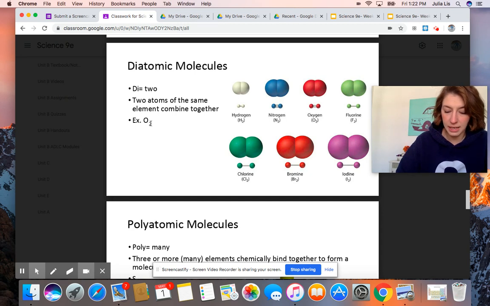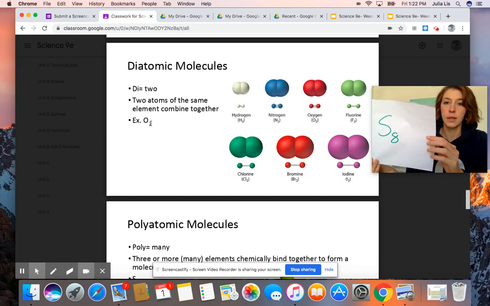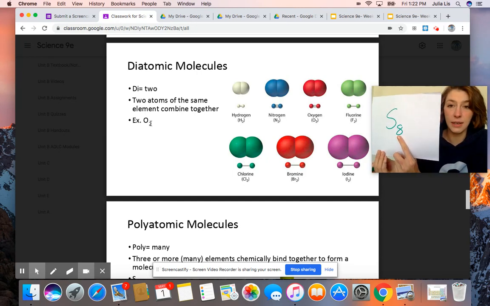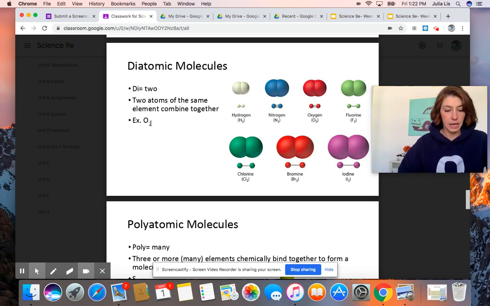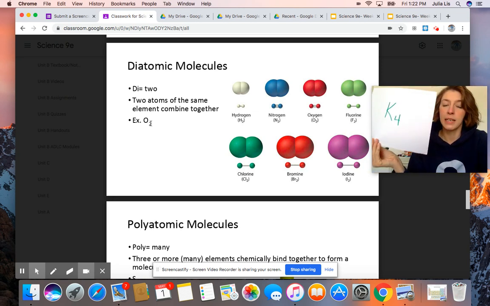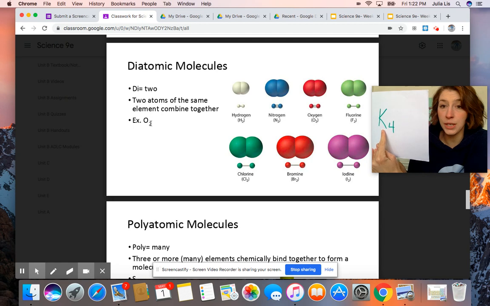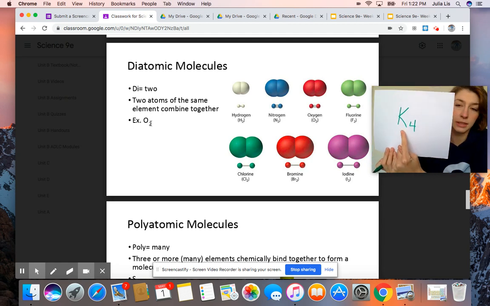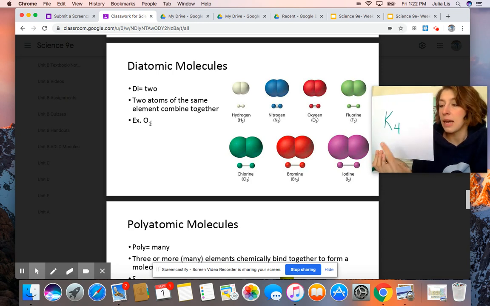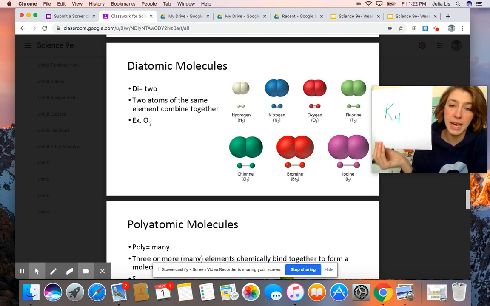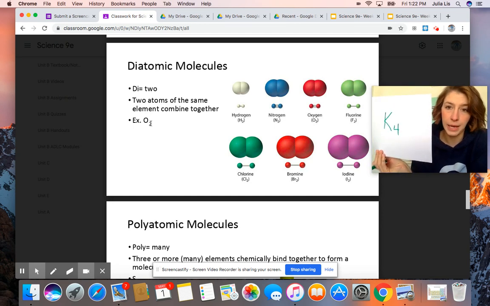If I were looking at sulfur, S8, the 8 is telling you that you have 8 sulfur atoms together. If you looked at potassium, it's not normally like this, but potassium's a unique one where the symbol is not the same as the first letter of the name. So K is potassium, it's found in bananas. And this 4 is telling you that you have 4 potassium atoms together.